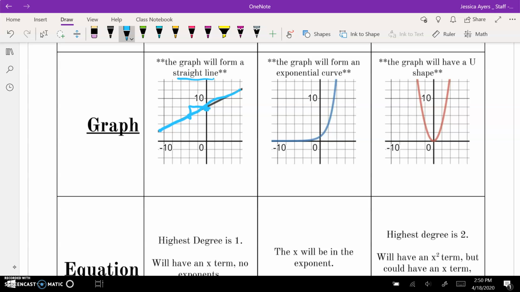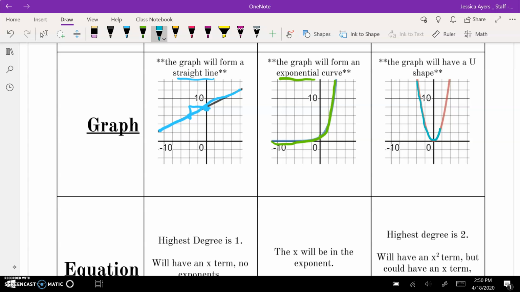If the graph forms a curve, and we'll start being more specific by calling it an exponential curve, then we know that our function is an exponential function. There will always be a y-intercept, but you are not actually touching the x-axis. It's really just getting as close as it can to it. In a quadratic function, we'll start to see that it forms this U shape. That U shape we will call a parabola.